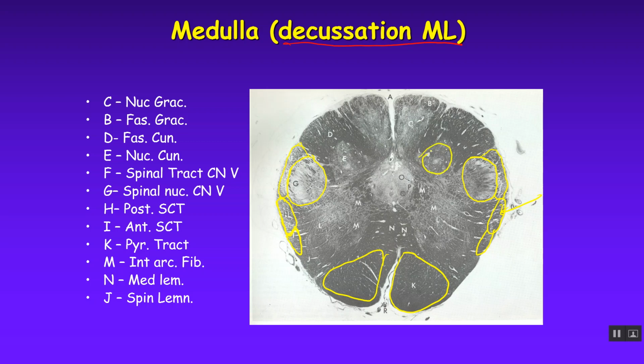Here's our gracile and cuneate tubercles. These fibers that are running right here, this M, at that point they're called the internal arcuate fibers. They're arcing around, curving around in that location. That's why they're called the internal arcuate fibers. They're just the axons from the gracile and cuneate nuclei that are projecting to cross over to become the medial lemniscus.